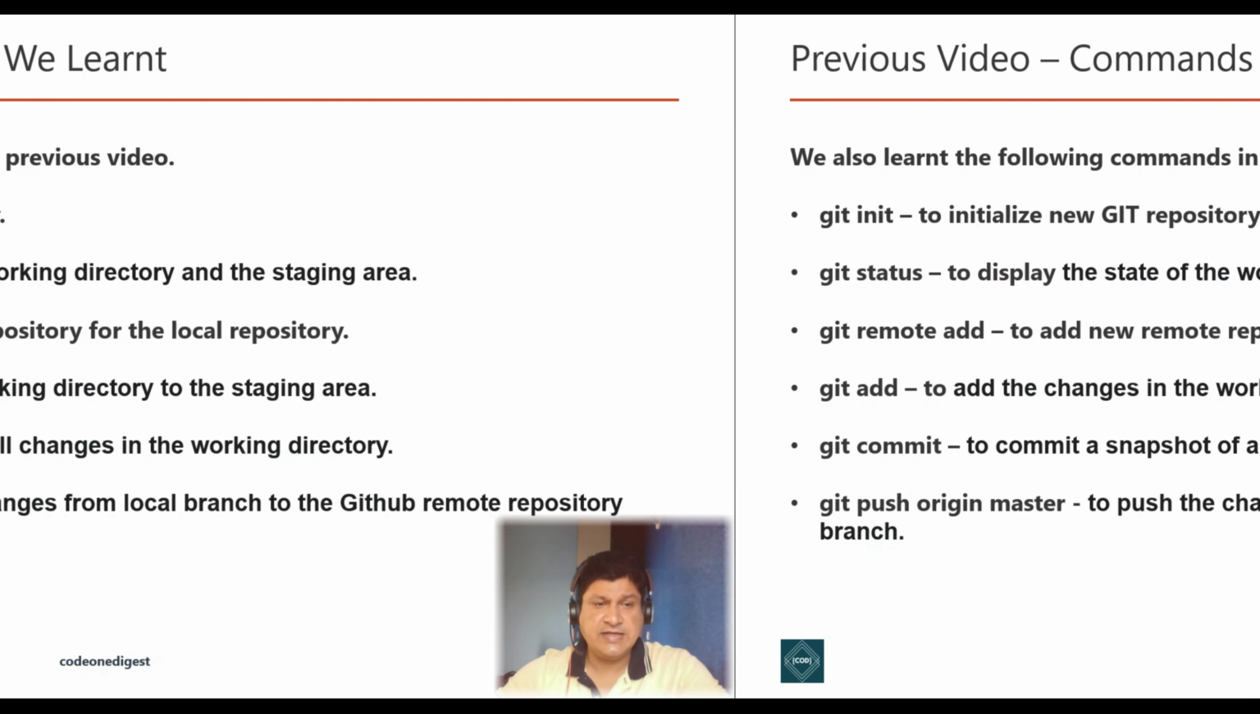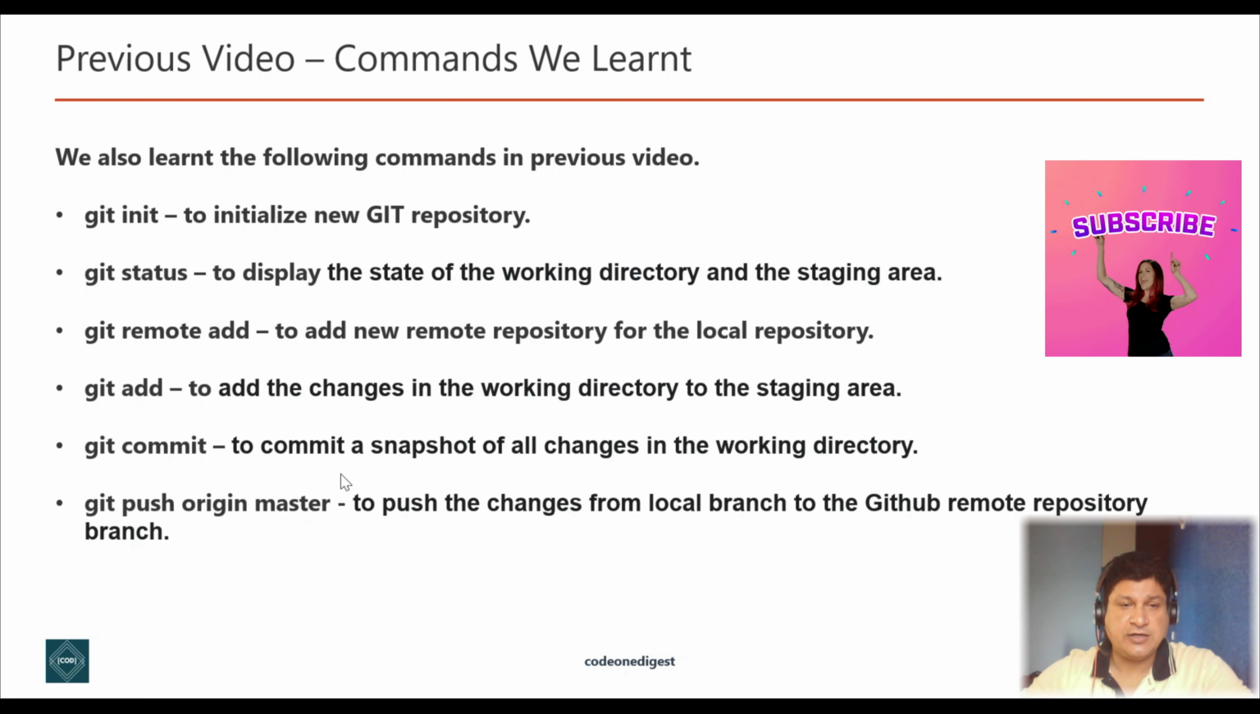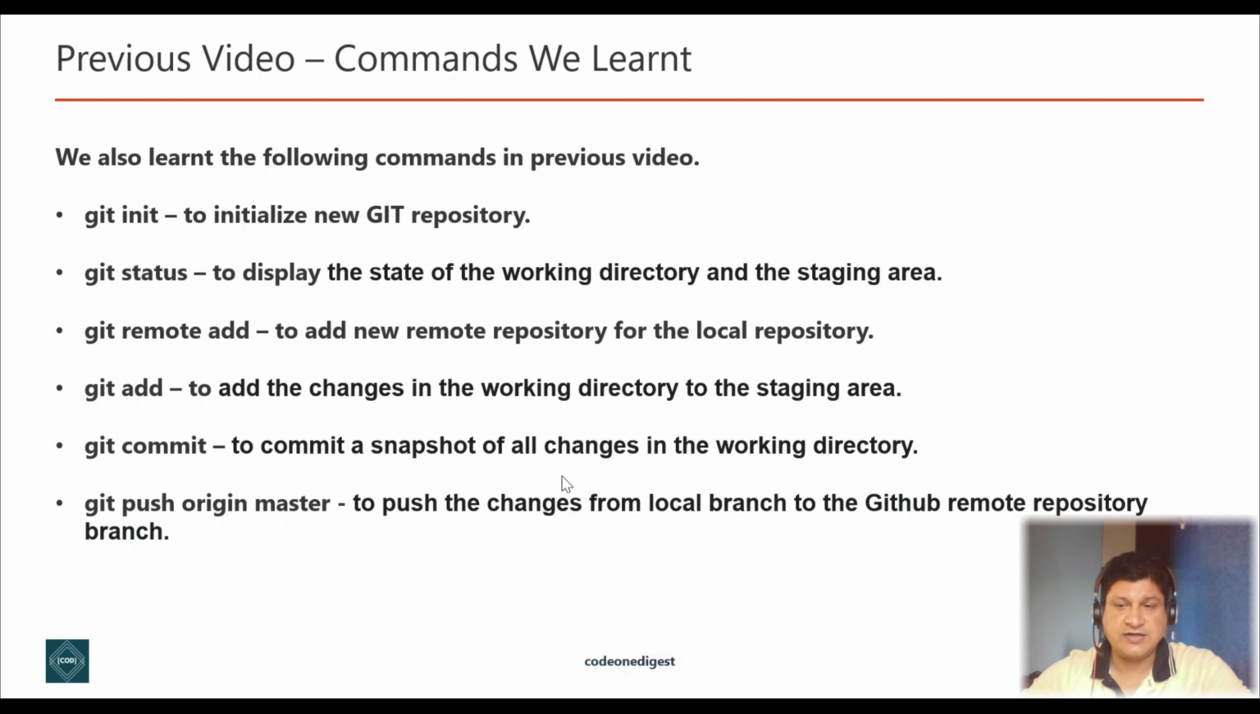Git remote add. Then you have a git add command to add the changes that you have done on the file to your local repository. Then git commit is a command to commit the snapshot of all your changes, whatever is there in your working directory, right? So all the changes will get committed and it will be ready to push to the remote repository. Then finally, once all the changes are committed in your local repository, you can use git push origin master to push all your changes from the local repository to the remote repository. Okay, so these commands we have already covered in our previous video.